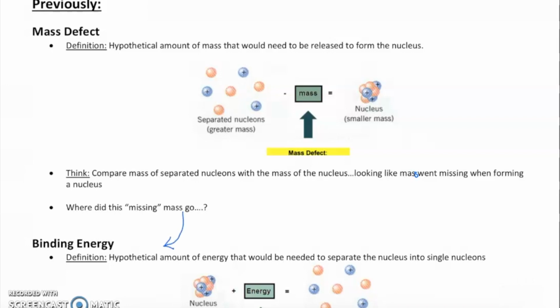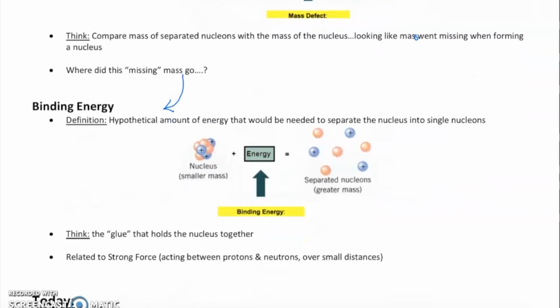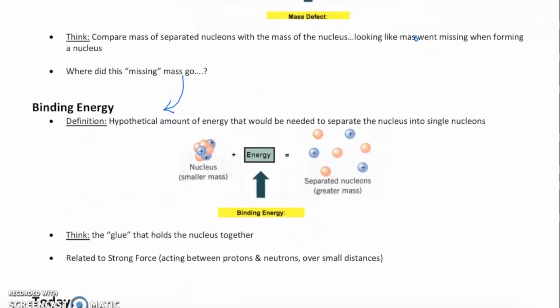It's going to look like mass has gone missing when forming the nucleus, but that mass has actually gone into binding energy. Binding energy is defined as the hypothetical amount of energy that would be needed to separate the nucleus into its individual nucleons, into the protons and neutrons. When you hear binding energy, you should be thinking about the glue that holds the nucleus together. This is related to the strong force that acts between protons and neutrons over small distances in order to overcome the electrostatic force that would normally repel protons from other protons.